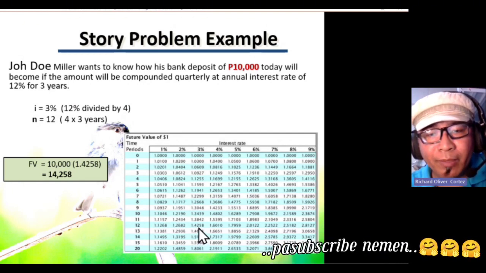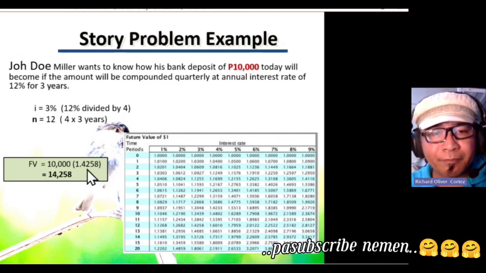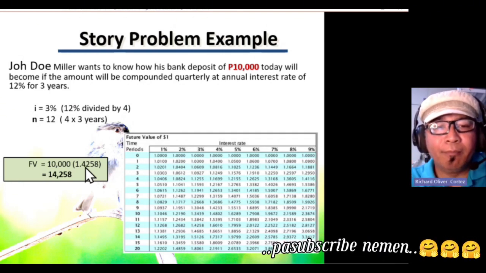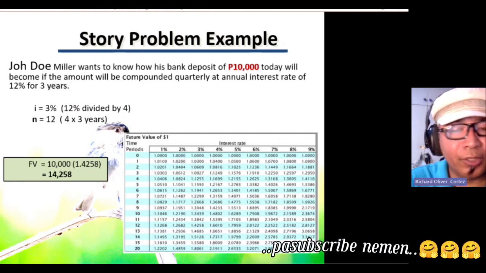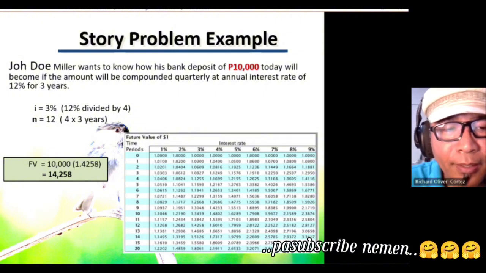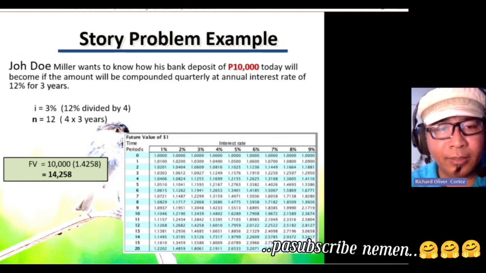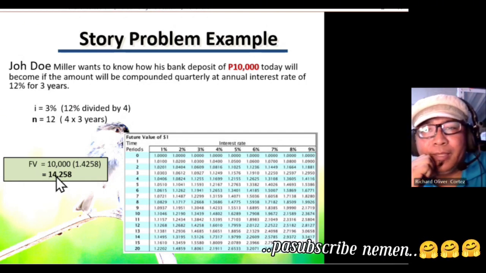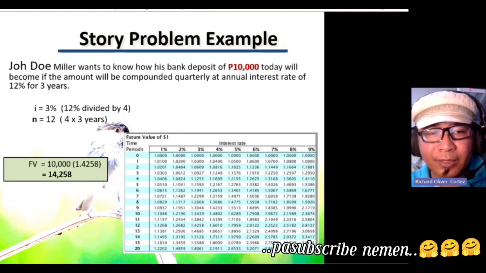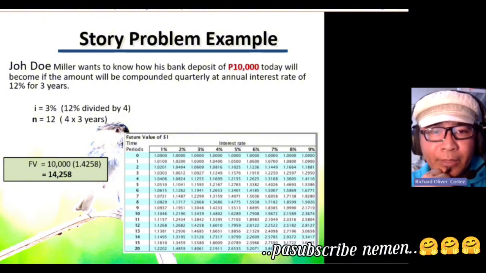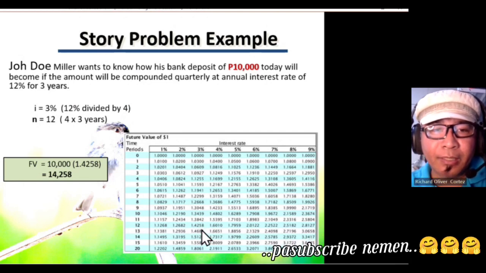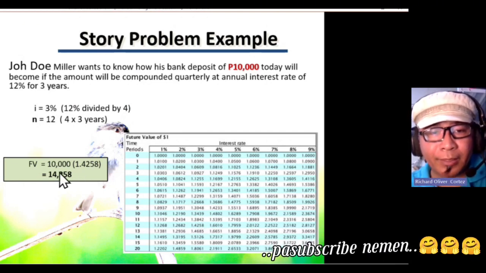Okay? 1.4258. So ilagay natin siya dito. 10,000 multiplied by 1.4258. And you will have 14,258. Alright? So 14,258, that is the compound amount. Sabihin yung pera ni John Miller after 3 years will grow to 14,258.